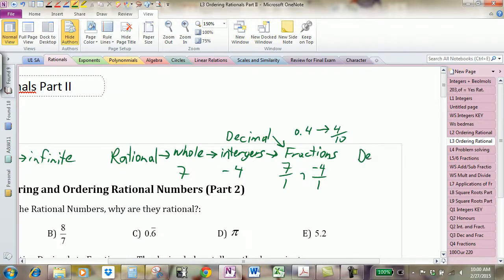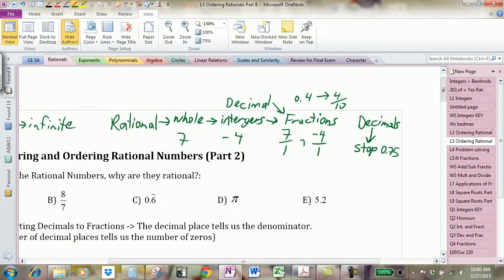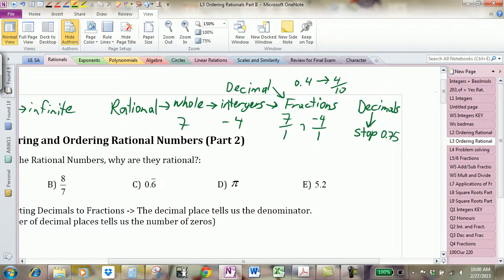Now for decimals, we also have two special rules. Number one, in order to convert the decimal to a fraction, it must stop. So for example, 0.75 stops or terminates. Terminates is the fancy name for stop. Sometimes you'll hear that word instead of stop. The other thing, other than terminating, is it can repeat. So for example, 0.3 repeating is a rational number because the fraction is 1/3. There's a few other repeating fractions as well, and we'll cover some of them in a second.